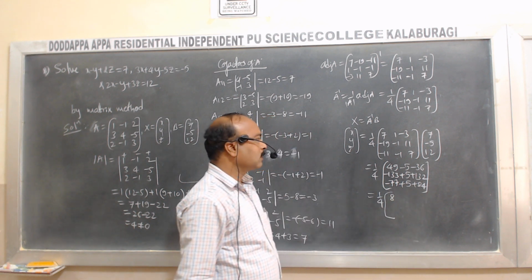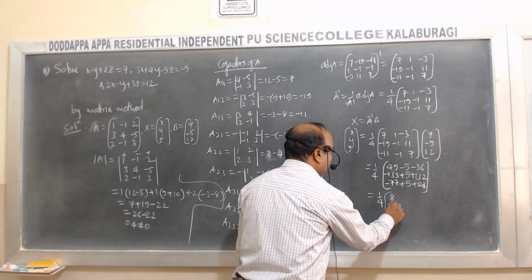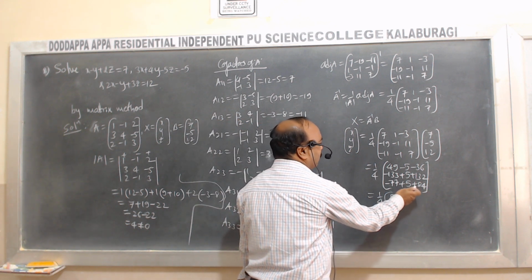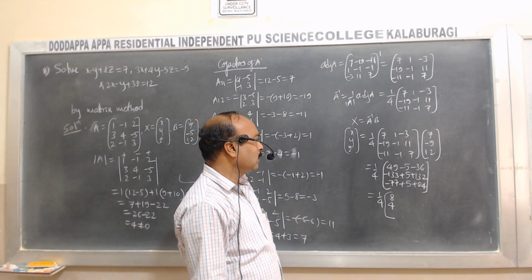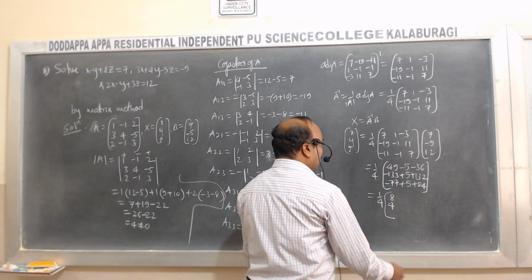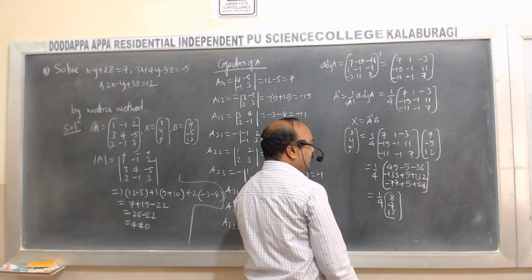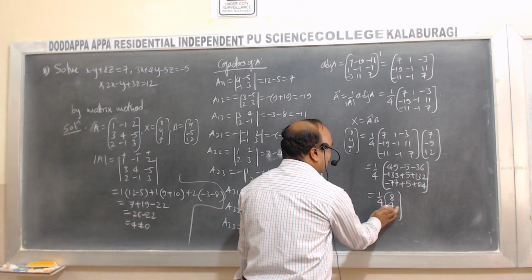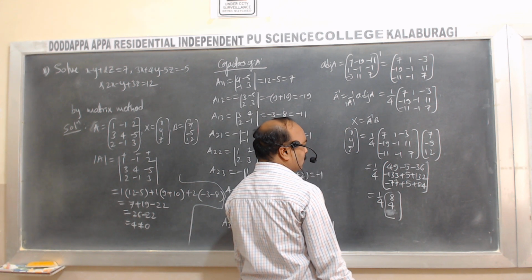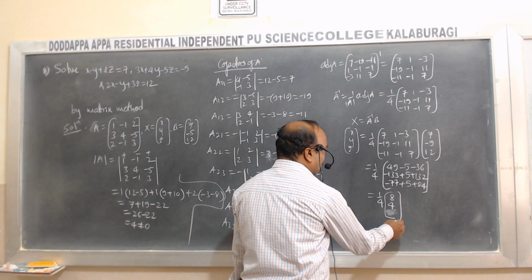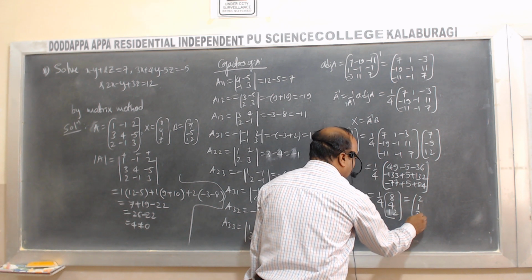132 plus 5, 137, 137 minus 133, it is 4. Next, 84 plus 5, 89, 89 minus 77, so we get 12. Now I get it as 2, 1, 3.